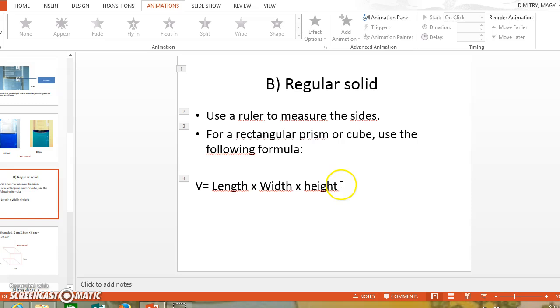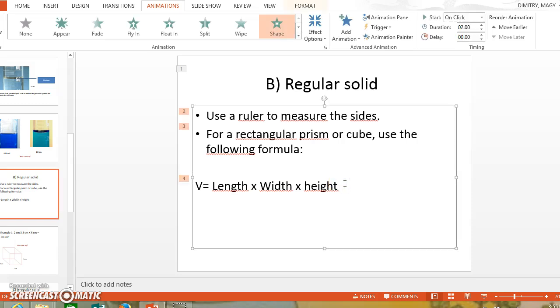And the unit for that would be in centimeters cube. Let's see an example.